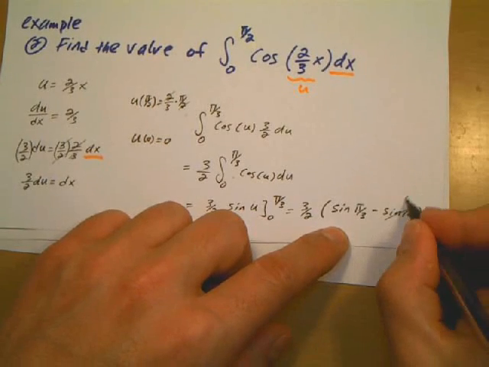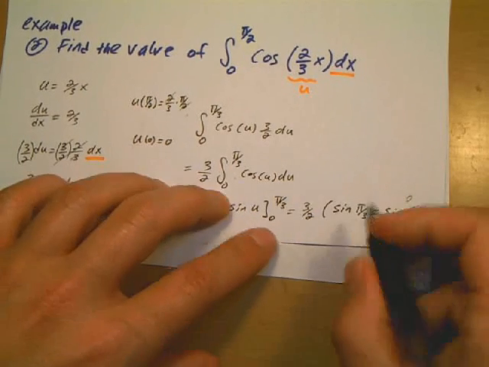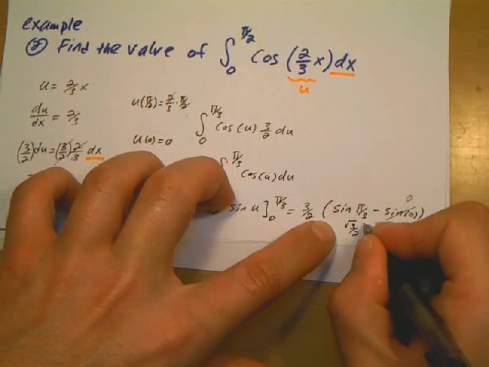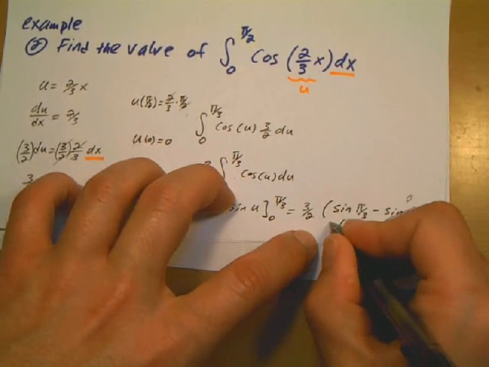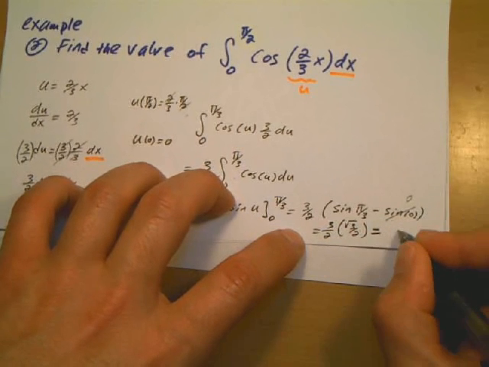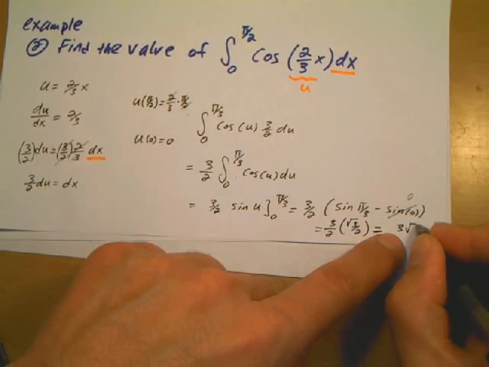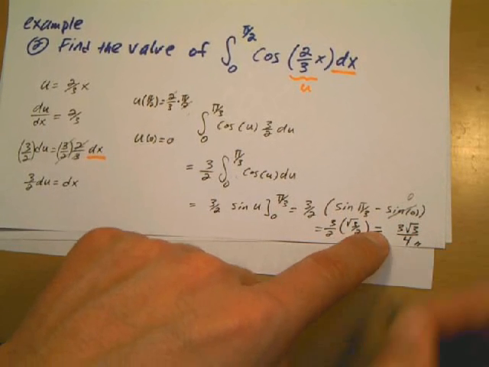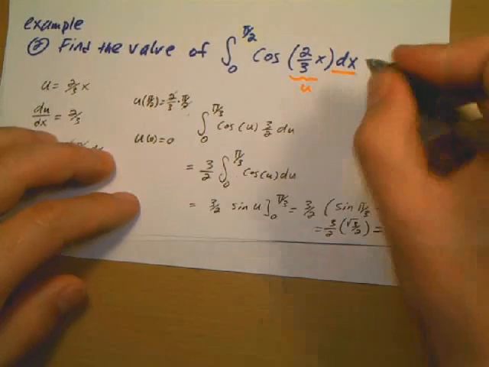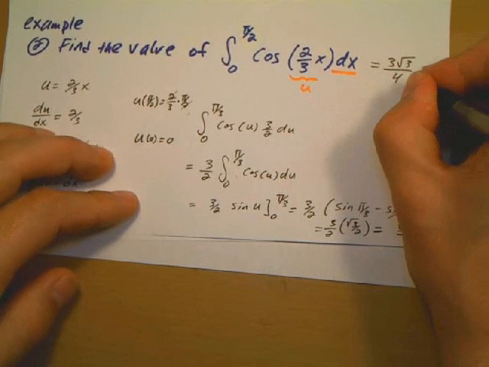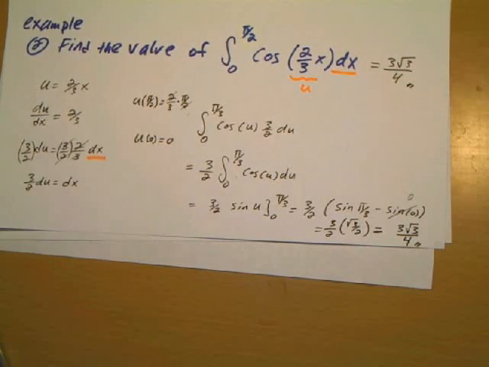Sine of 0 is in fact 0. Sine of pi over 3 is square root of 3 over 2. I'm multiplying that by 3 over 2, which was factored out. So my answer is 3 radical 3 all over 4. My numerical value of this was 3 radical 3 all over 4. Alright, one last example.